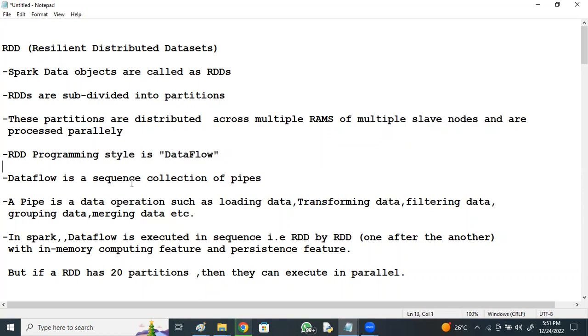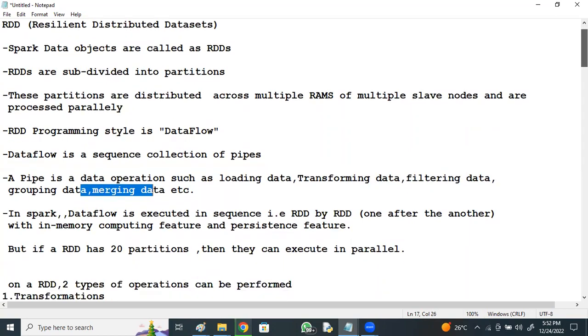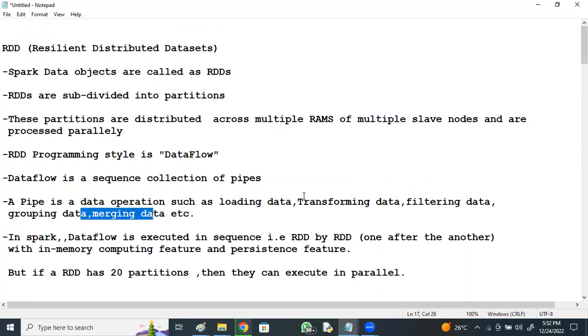RDD programming style is data flow. Data flow is a collection of pipes. At each flow, one pipe's output will be the input to the next pipe. That is each data flow. At each RDD, loading data, transforming data, filtering data, grouping data, merging data will be performed. Spark is a data flow. Two RDDs can never execute in parallel. But if an RDD has multiple partitions, those partitions can execute in parallel, right?